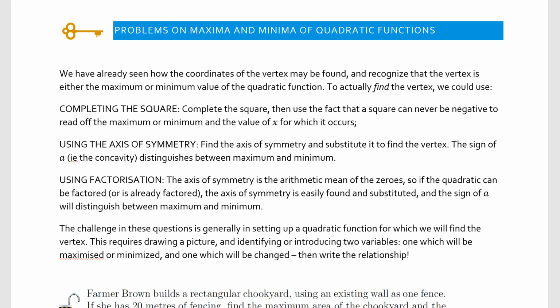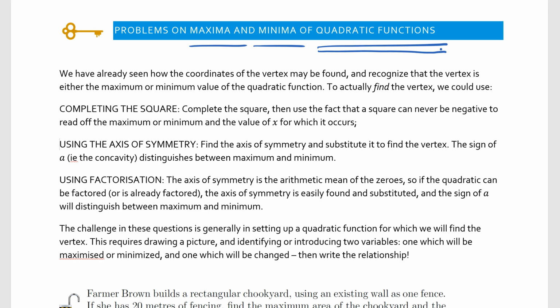Hello mathematicians, we're now going to have a look at problems to do with maxima and minima of quadratic equations or quadratic functions. We're going to see later on that there's a better way to do this, I think, using calculus, but for the moment we're just sticking to quadratic functions to be maximised or minimised, and calculus will let us do these and a series of other equations as well.